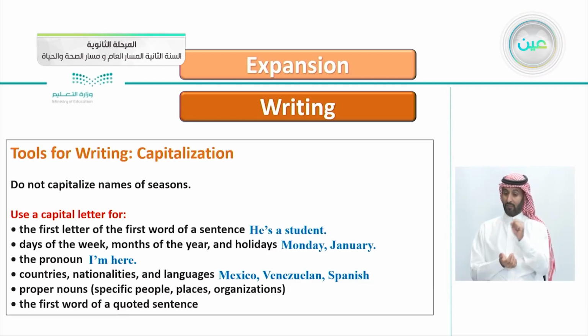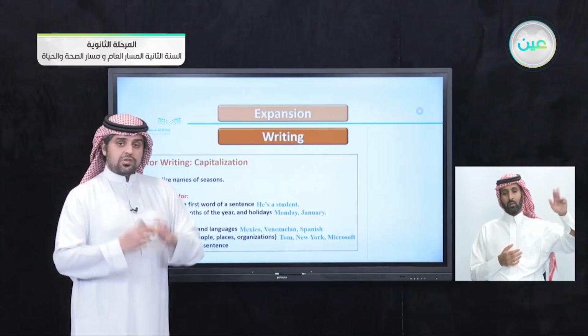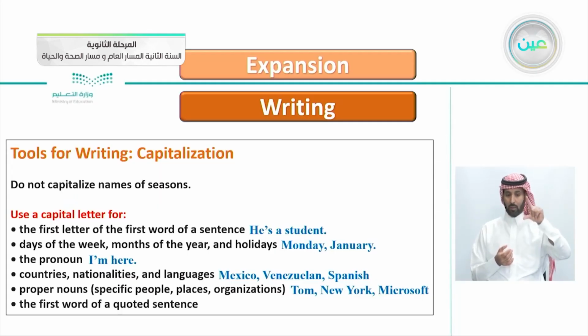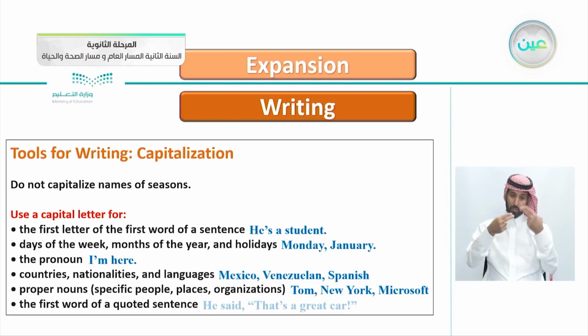Proper nouns: specific people, places, and organizations. Tom, this is a name of a specific person. Places like New York, organizations like Microsoft. So when you name these, always use a capital letter. The first word of a quoted sentence: when you write a quoted sentence, begin with a capital letter.